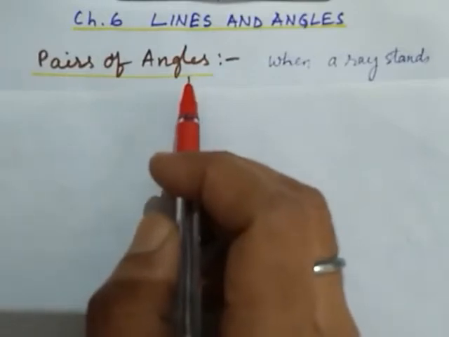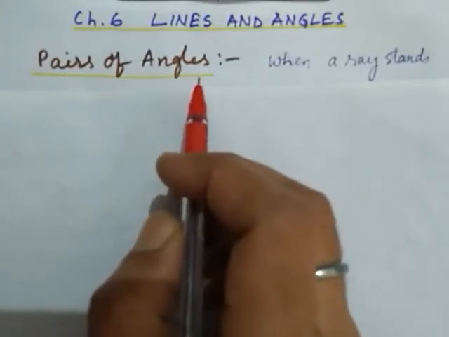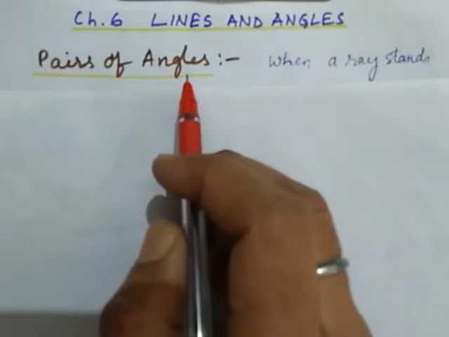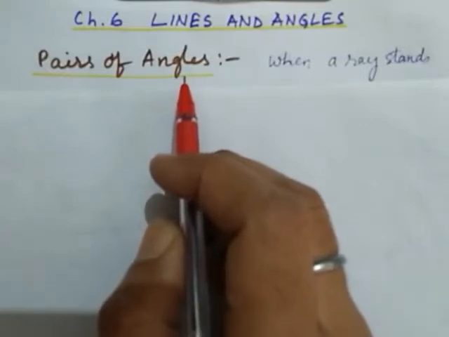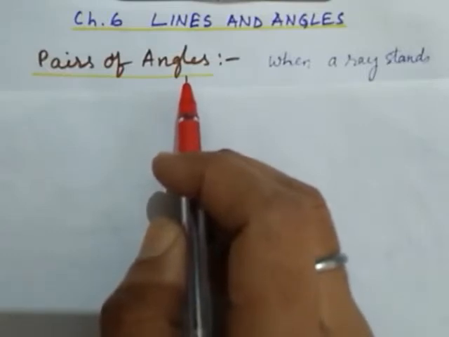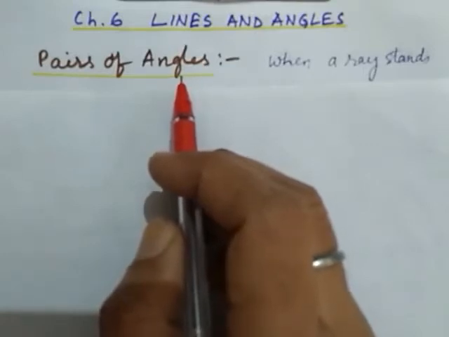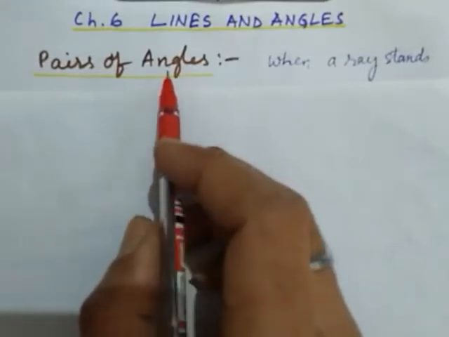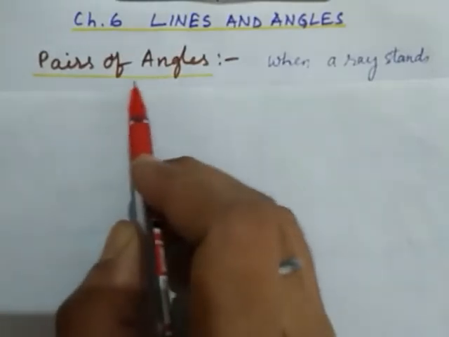Today we are continuing our chapter 6, lines and angles. Watch this video up to the end to understand better. I will explain many things which are very necessary to solve the problems. Okay, so we start from pair of angles.